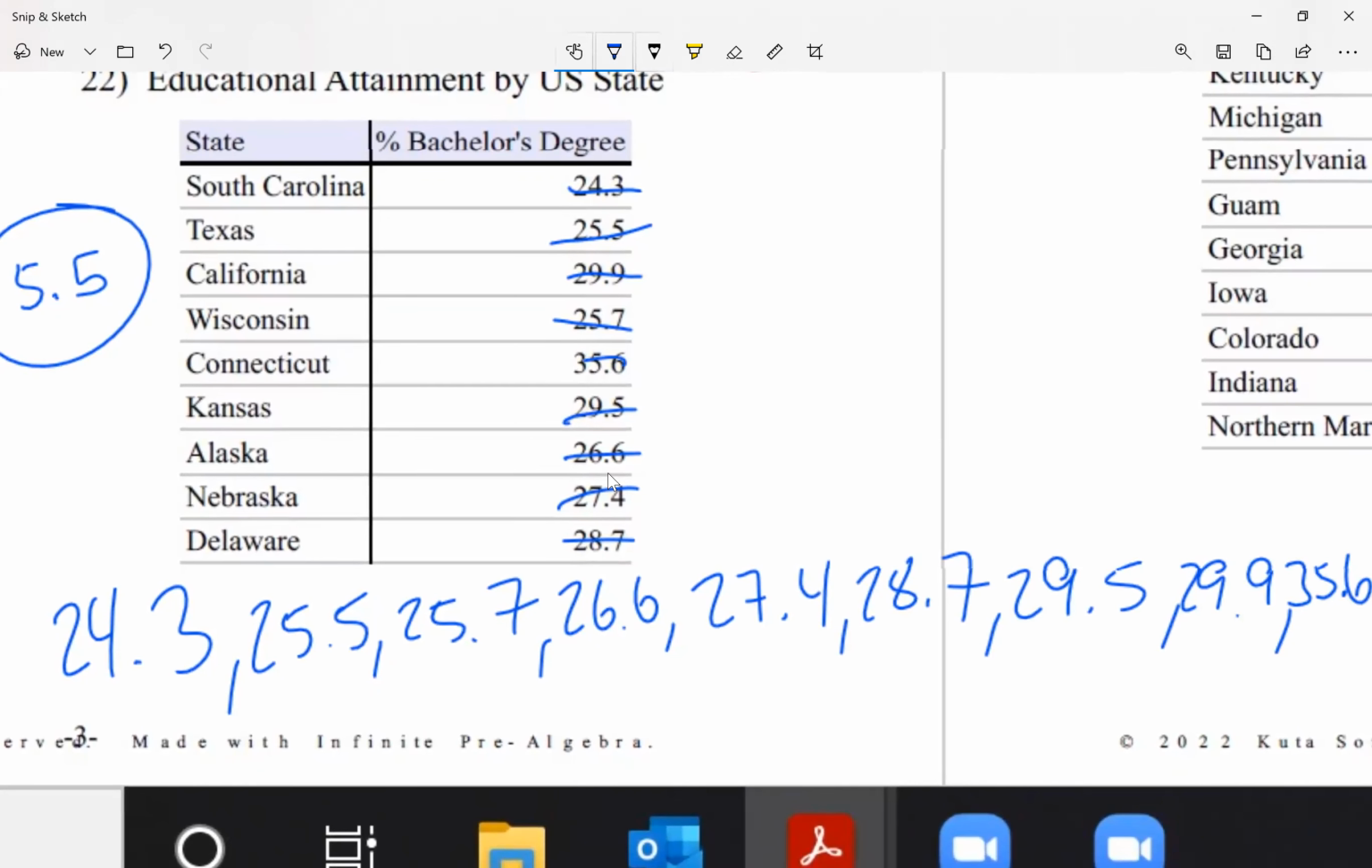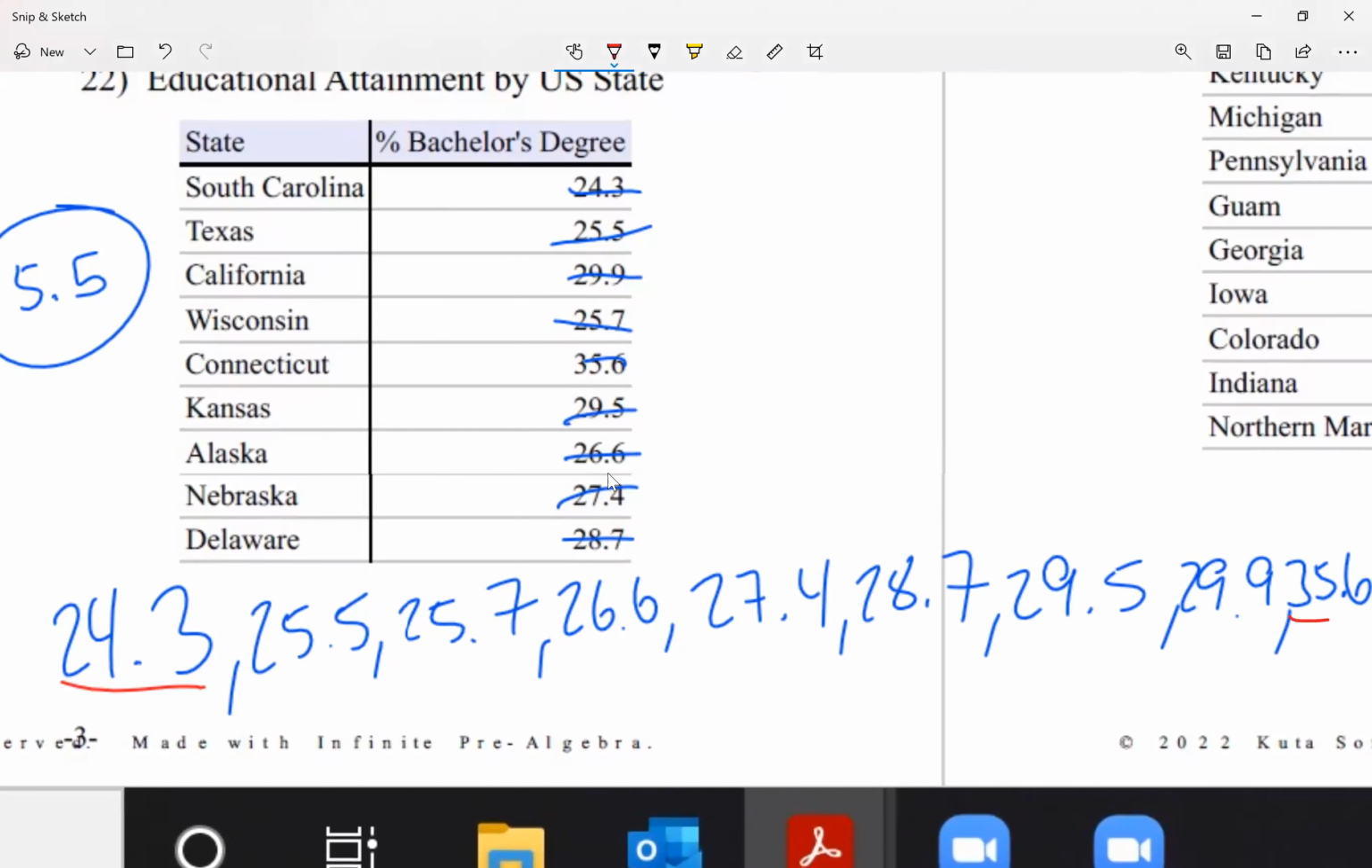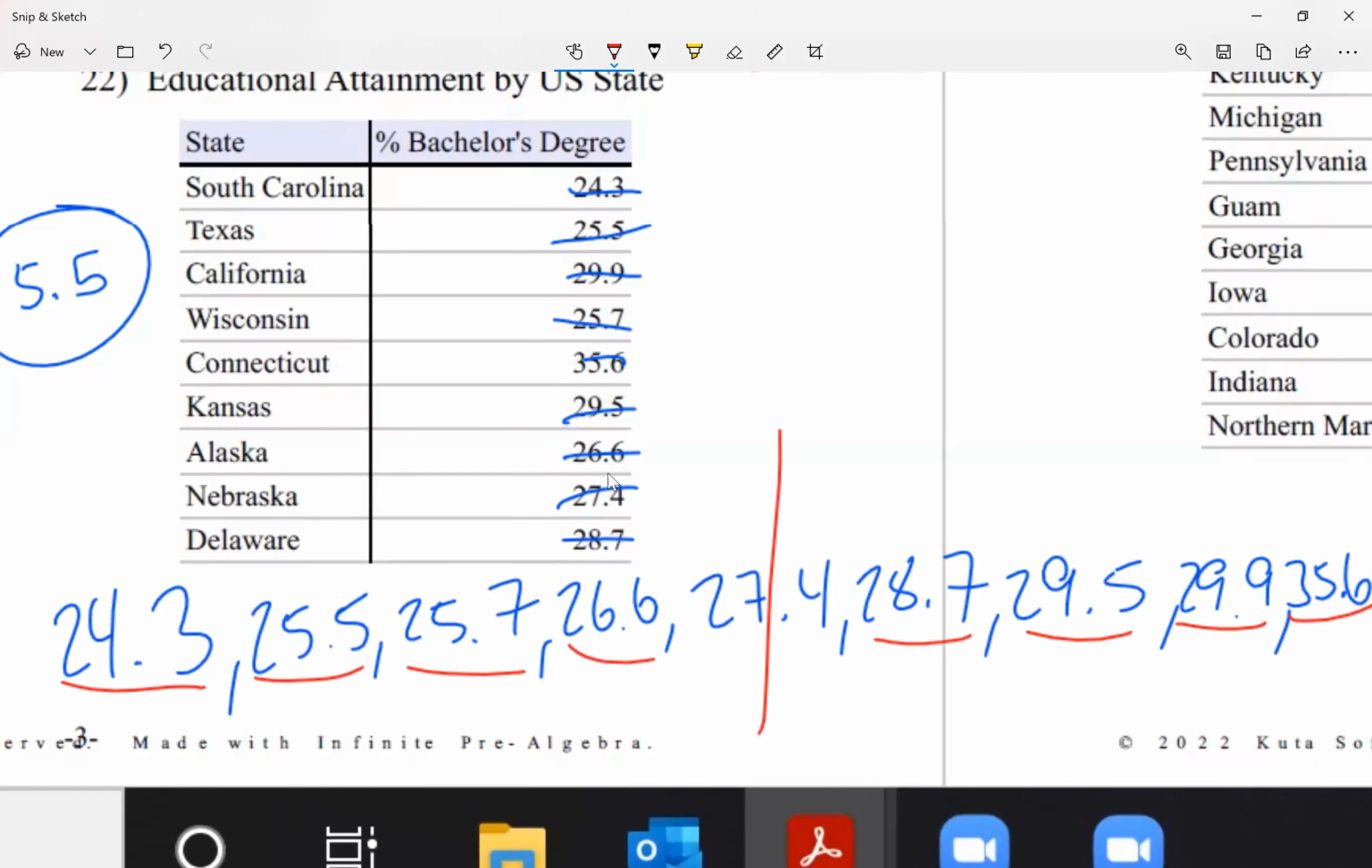Okay. Let's find the number in the middle. Let's find the median. I cancel the smallest number and the largest number: the smallest with the largest, the smallest with the largest, the smallest with the largest, and my line goes right through 27.4. So my median is 27.4. Okay, not that bad.